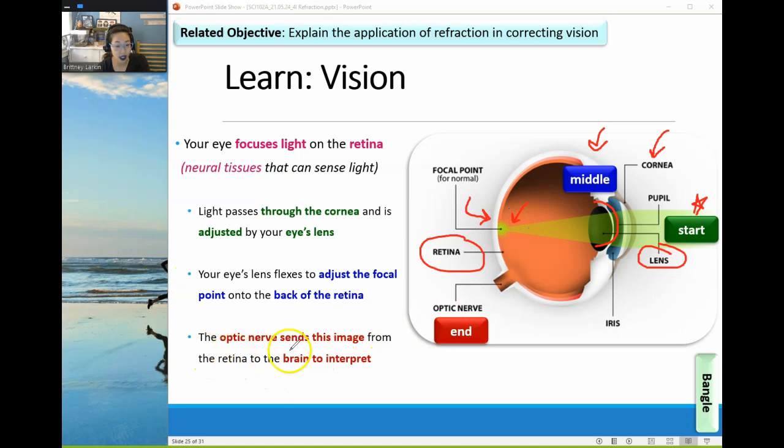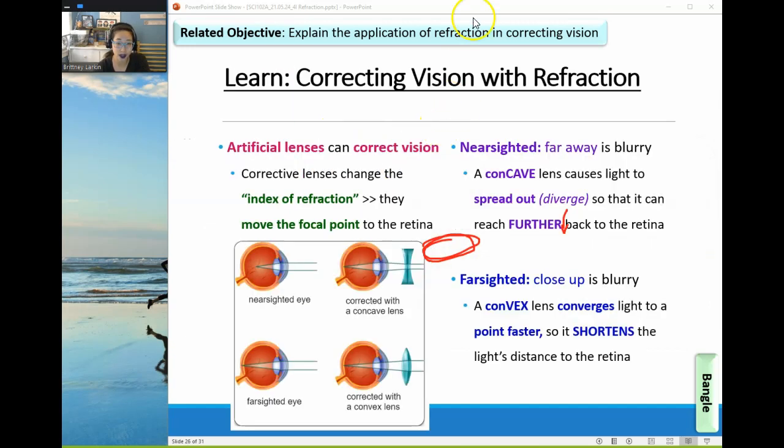Once that focal point hits the back of the retina, you then have an optic nerve connected to the retina, and the optic nerve, or optic meaning eye, then can take that image and send it to your brain in order to interpret. So your brain's pretty amazing. All right, but again, if for some reason you cannot get your eye to adjust this focal point to actually hit your retina, then you have a big problem, and that is where vision problems come in. All right, so we can go ahead and fix those though. Not all vision problems, but a lot of vision problems we can fix every day with artificial lenses.